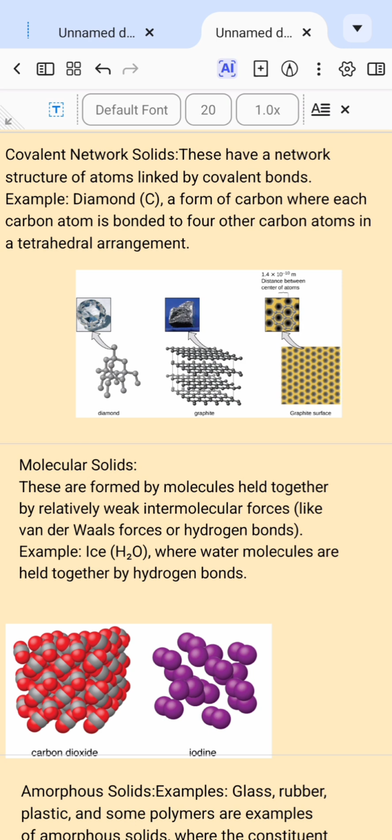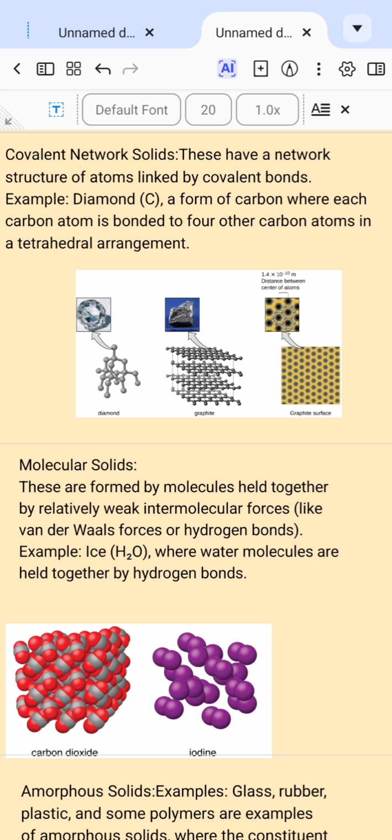The next one is covalent network bonding. Solids which are formed as a result of covalent bonding have a network structure of atoms linked by covalent bonds. A very good example is diamond. Diamond is a crystalline form of carbon, where a carbon atom is bonded to 4 other carbon atoms in a tetrahedral arrangement, which is very strong.